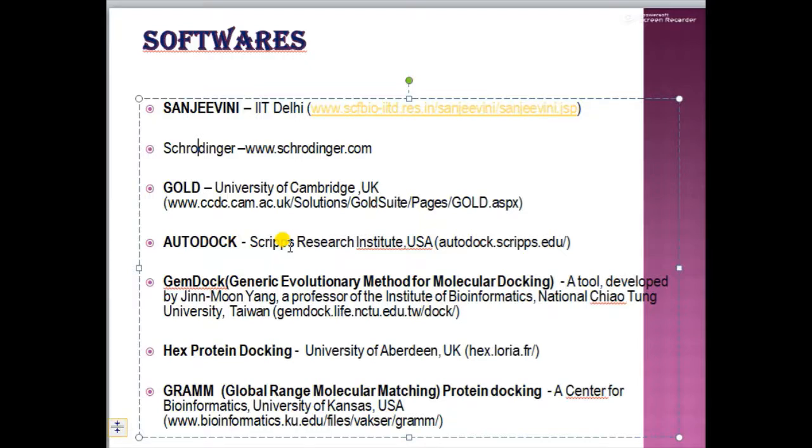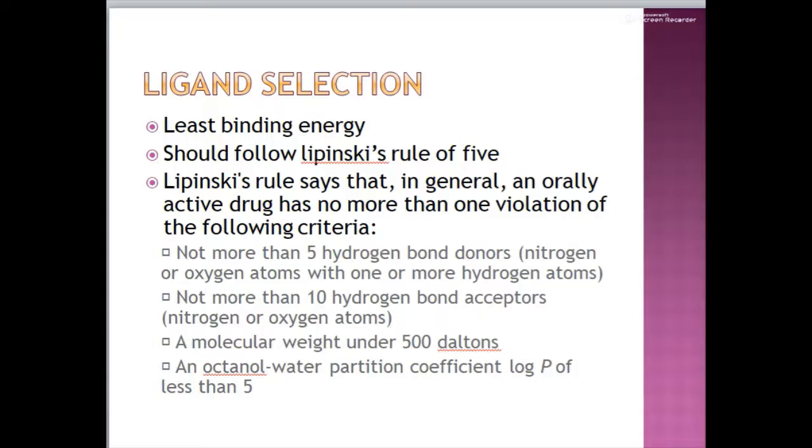So, I guess you got an idea about the process of docking. You take a biological target, you take a particular ligand, and you make sure that the ligand binds with the biological target with its least binding energy, and you also check whether it follows Lipinski's rule of 5. That is, the number of hydrogen bond donors should be no more than 5, and it should have a molecular weight less than 500 Daltons. Also, the octanol-water coefficient should be less than 5, and not more than 10 hydrogen bond acceptors should be present in the molecule.